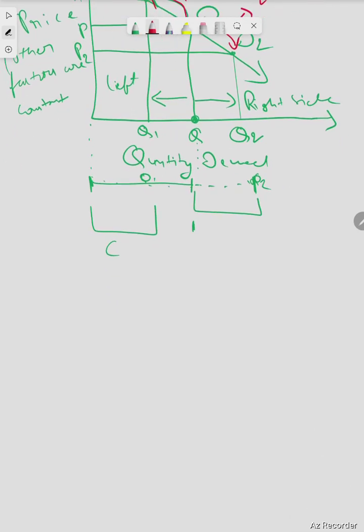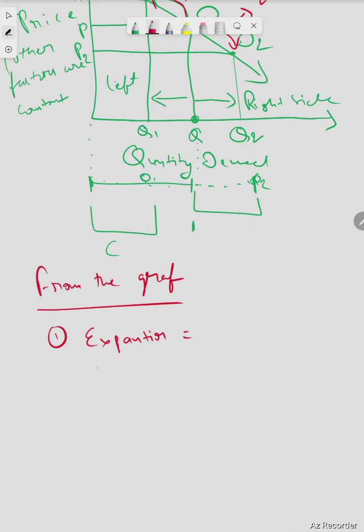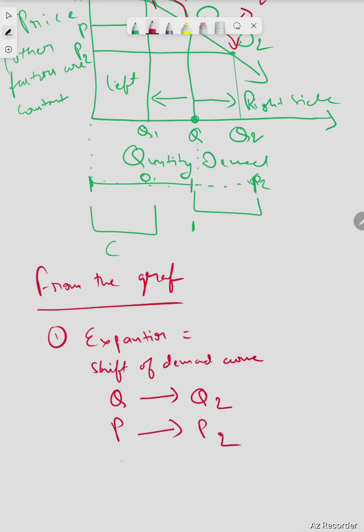So in simple form we can say from the graph, first point, expansion is shift of the demand curve, Q to Q2, price shift P to P2, demand shift D to D2. This is expansion.